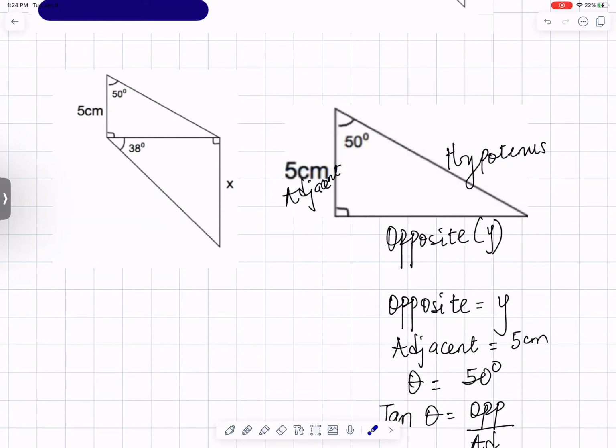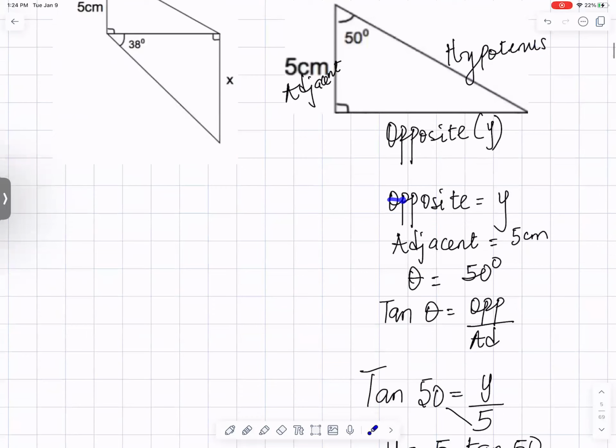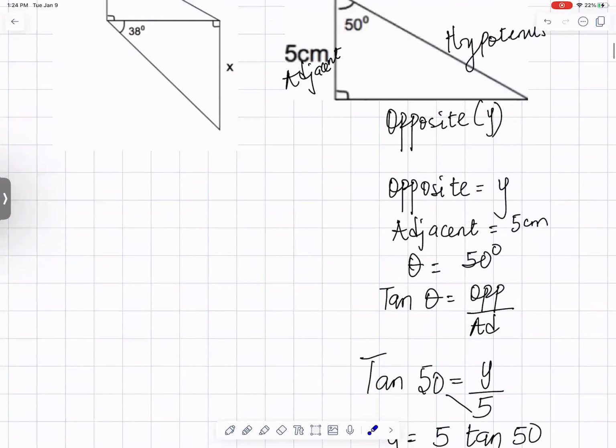So I'm going to write out what we have. Opposite as y, adjacent as 5 cm, then our theta, which is our angle, as 50 degrees. So what comes to mind?